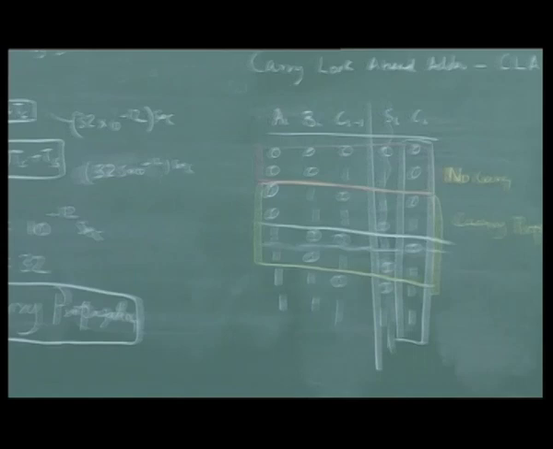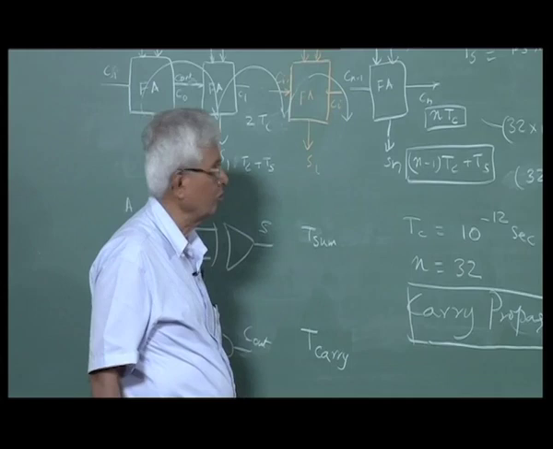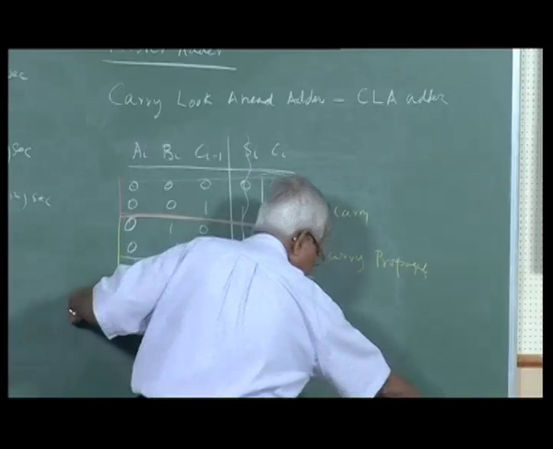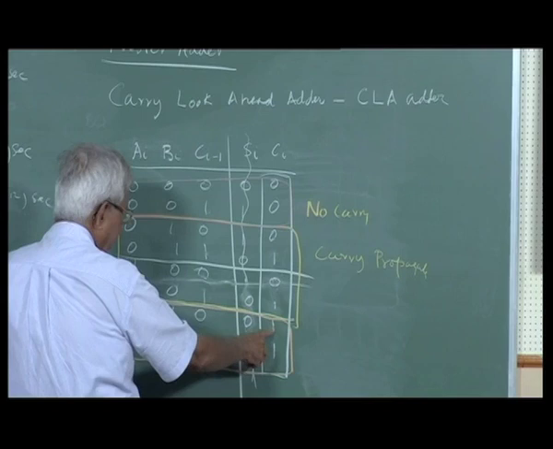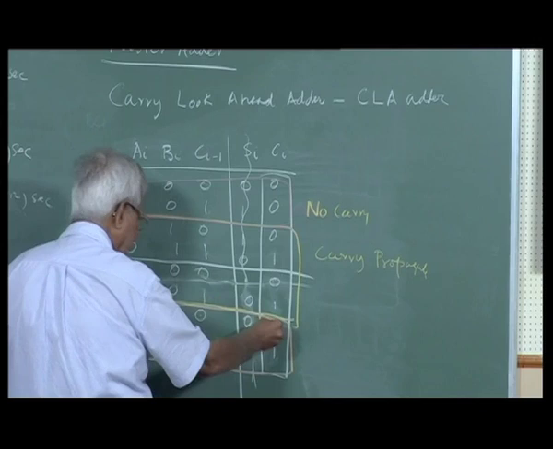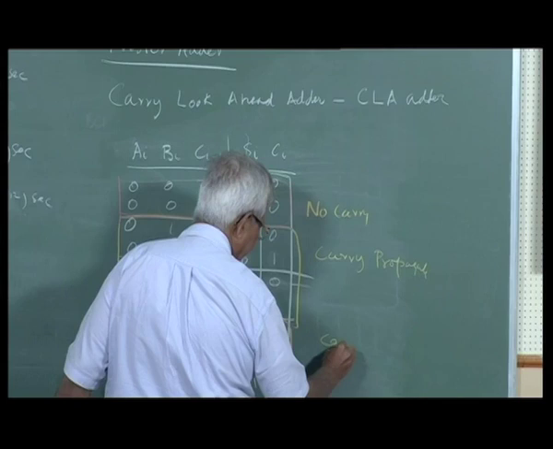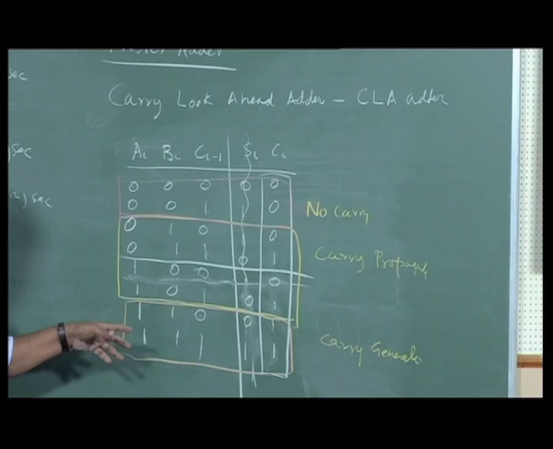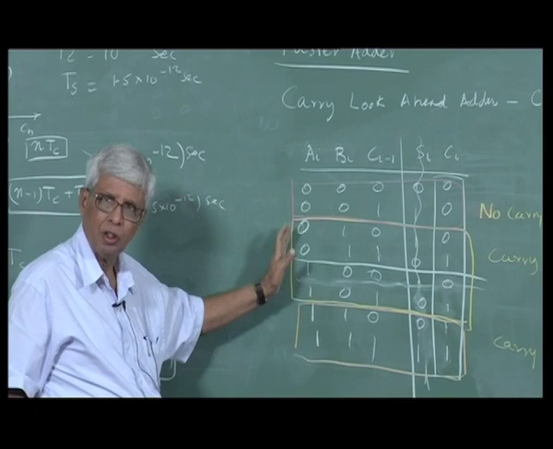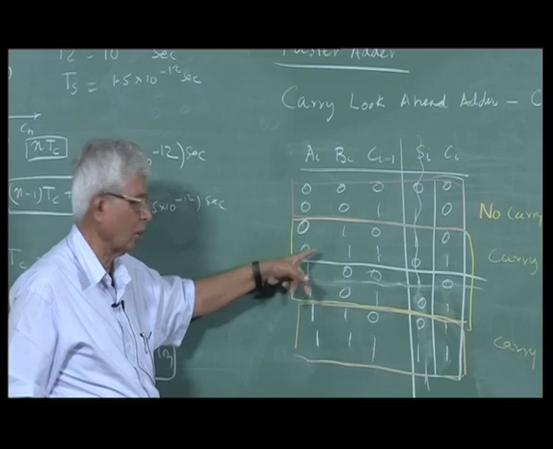One of the bits A or B is 1, then whatever is the carry input here will be reflected in the output. The last 2 rows: when A and B are both 1, carry is 1, whether input carry is 0 or 1. So this is carry generate. For these 2 rows, the carry is generated even when it was not there. For these 4 rows, carry is propagated: 0 gives 0, 1 gives 1, under the condition that A or B is 1, not both. For the first 2 conditions, there is no carry.